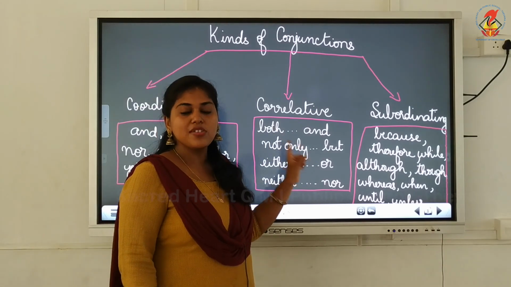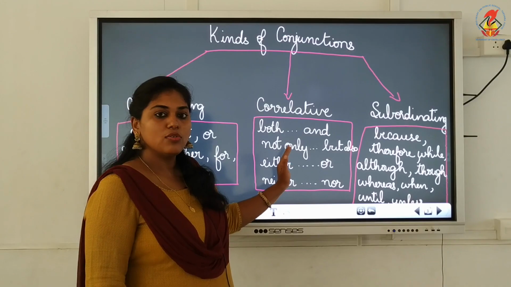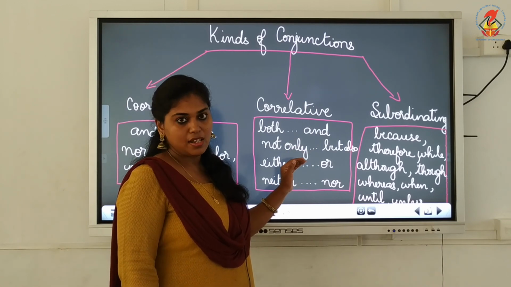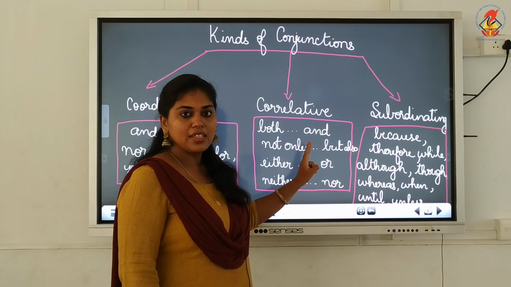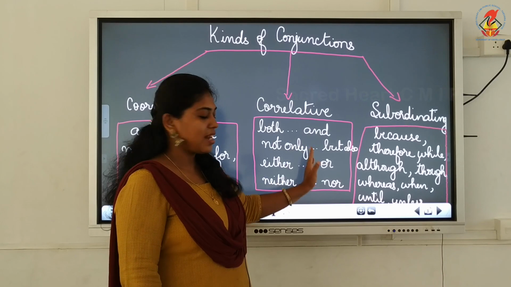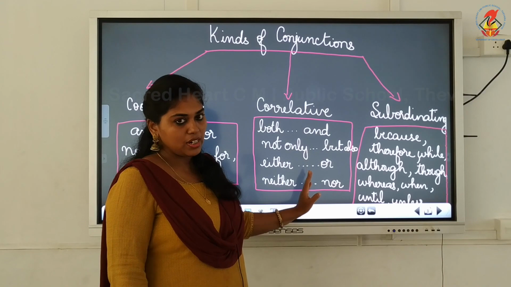Now the second type is correlative. These are the conjunctions which will come under correlative conjunction: both and, not only but also, either or, neither nor. Now these conjunctions come as a pair in a sentence. Okay, these two words should be there in the sentence in order to make it a meaningful sentence. So it is like pairs. This is what we call correlative conjunction.